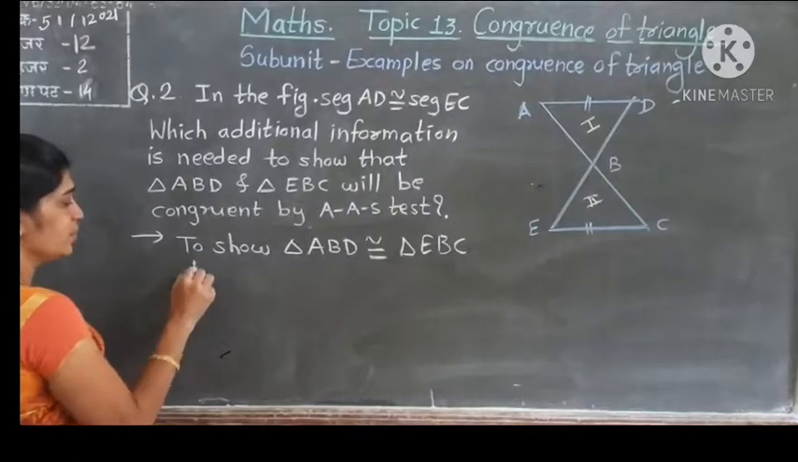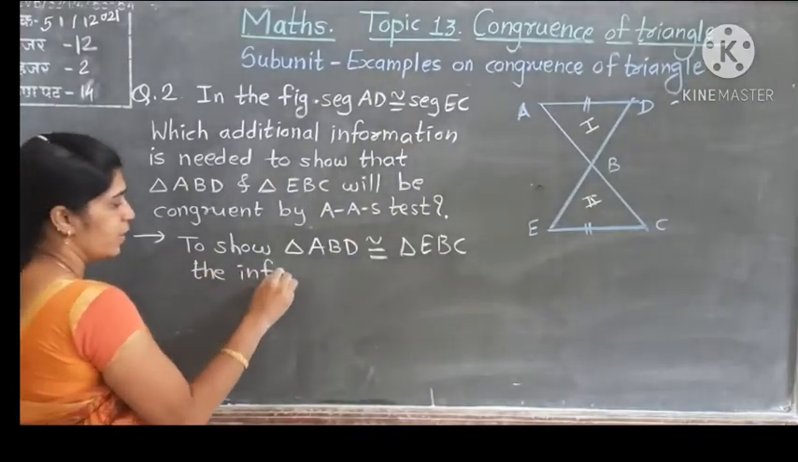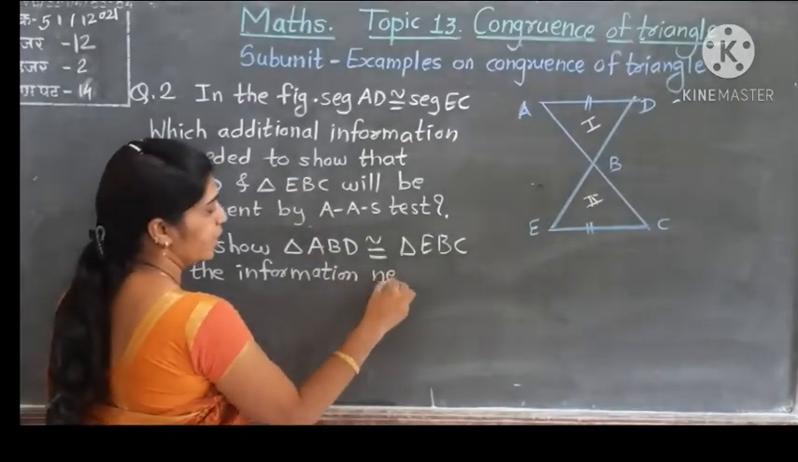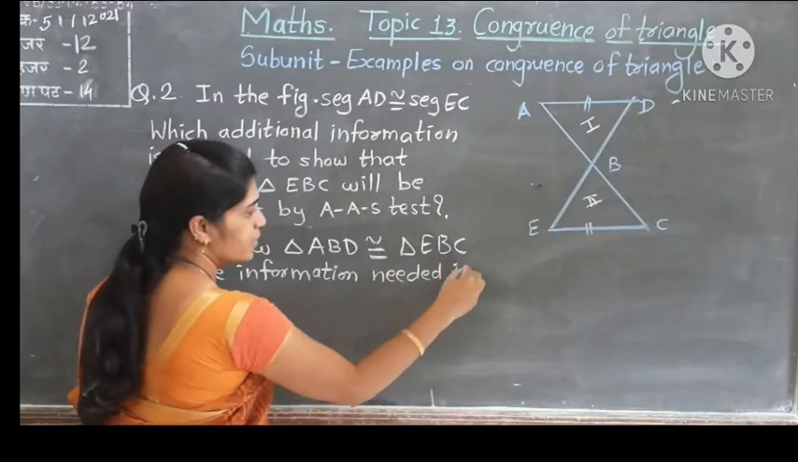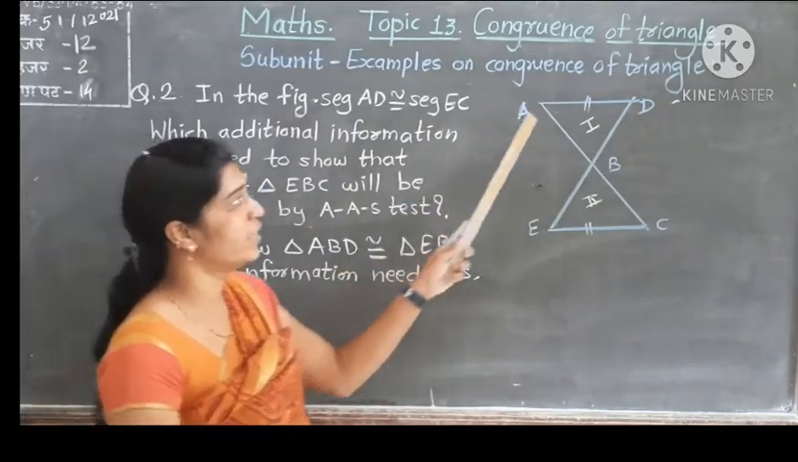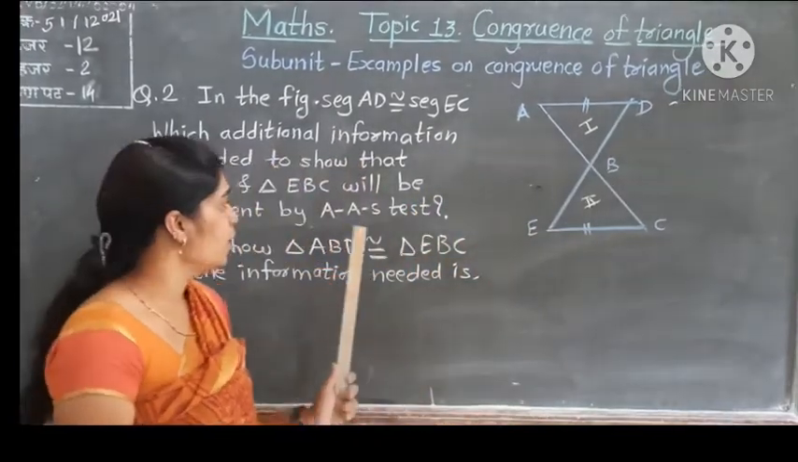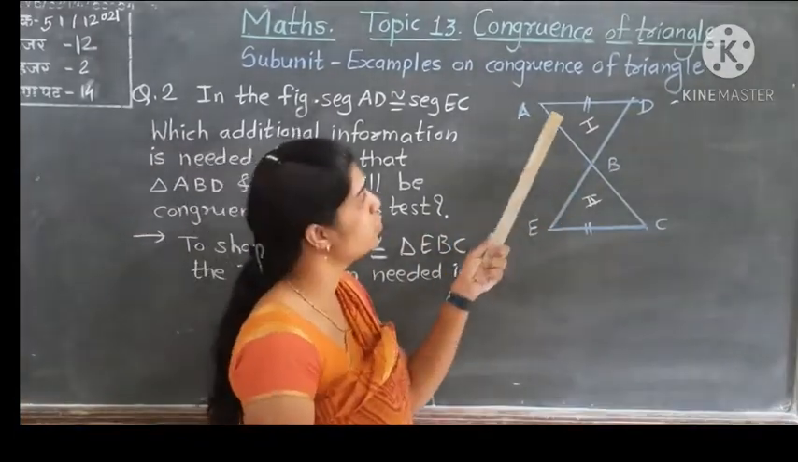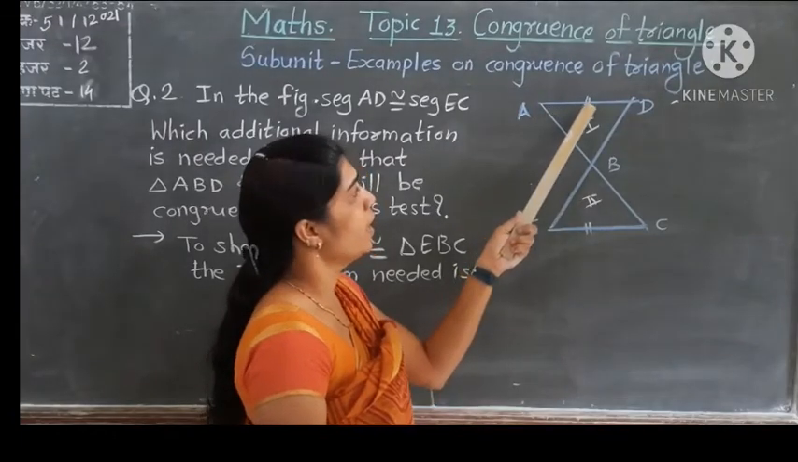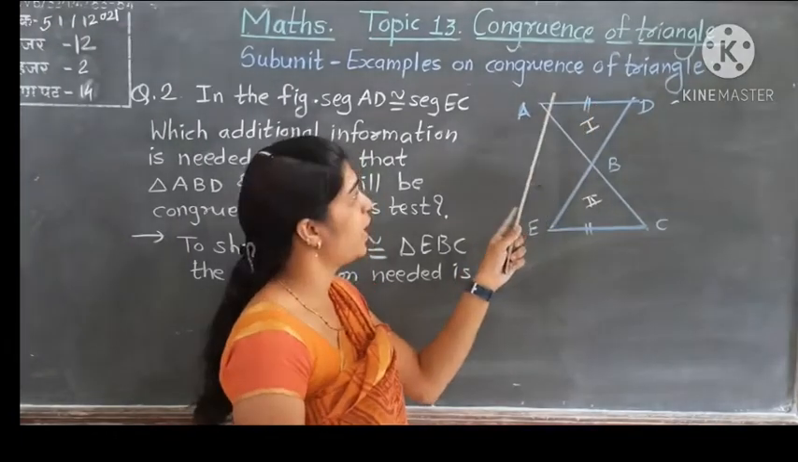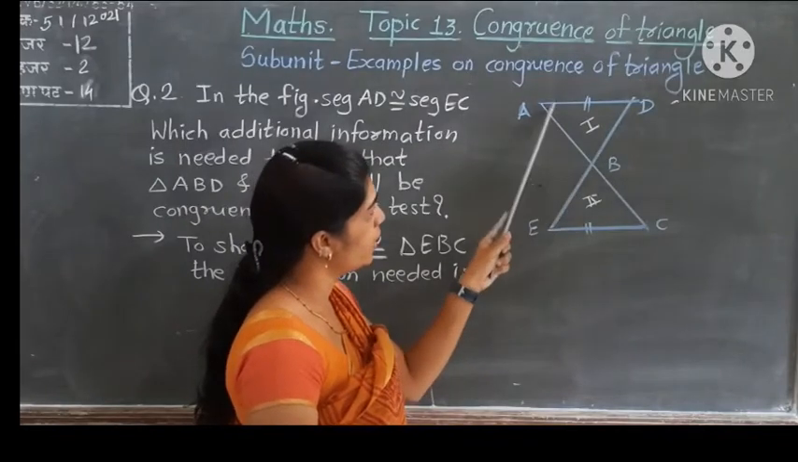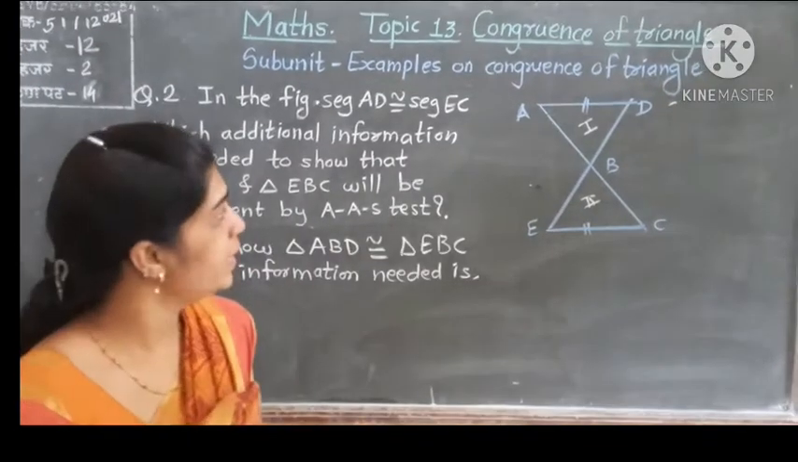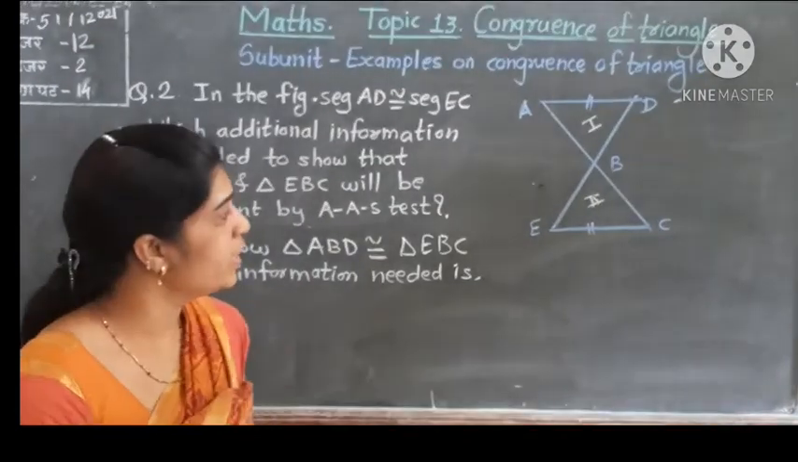The information needed is, what information do we have to read? S is given, AD is congruent to EC is given. Now we have to make two angles congruent. Which two angles do you make congruent? See here. We don't need the included side, so which angle can you take? You can take this one and this one. Which angle do we take? Angle DAB congruent to angle ECB.